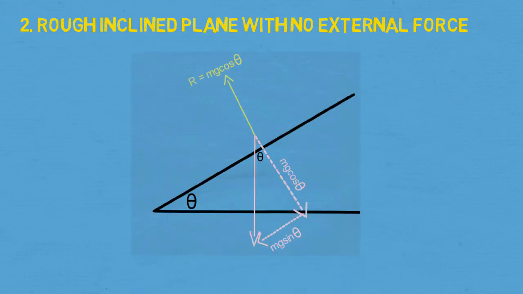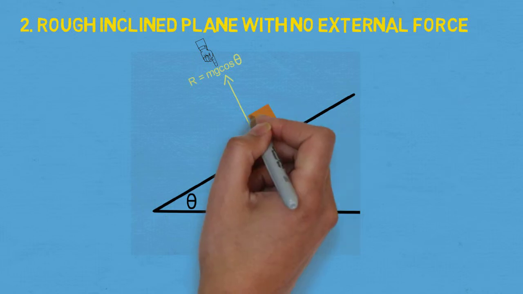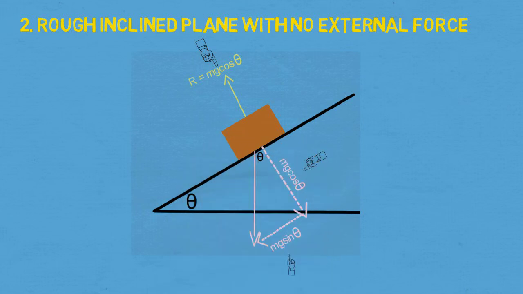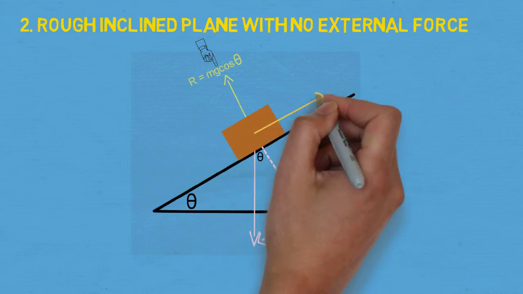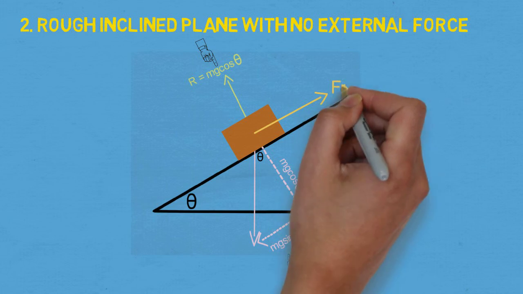Scenario number 2. Rough inclined plane with no external force. Similar to the first scenario, the forces affecting the object include the weight force, bringing along with it the horizontal and vertical forces, as well as the reaction force. However, since the object is on a rough inclined plane, there exists friction, which will always oppose the motion of the object. Naturally, the object will slide down the inclined plane, meaning that friction will be in the other direction, so that means going up.